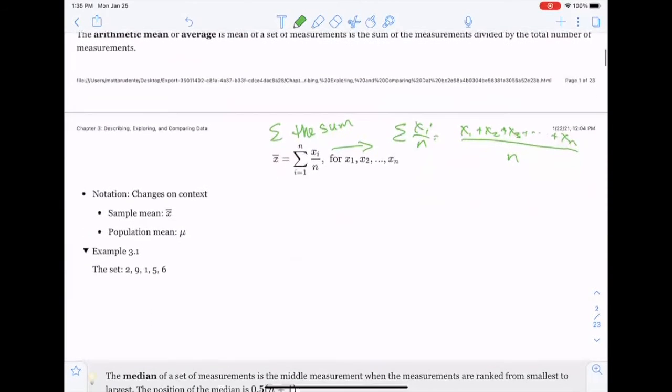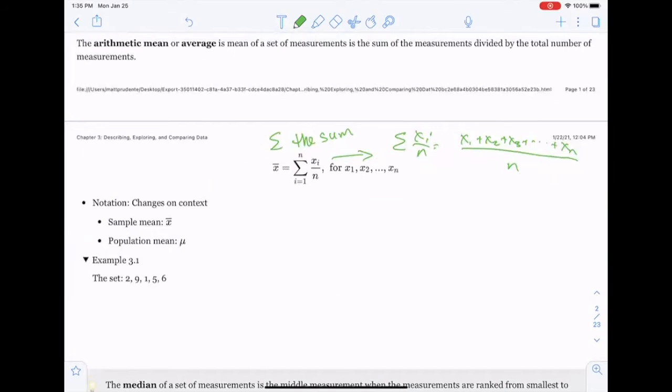So a quick example, we can find the mean of the set of data here: 2, 9, 1, 5, 6. We would say the sample mean is going to be the sum of my xi's divided by n. So that's 2 plus 9 plus 1 plus 5 plus 6, and I'm going to divide that by the total number of data points. There are 5 data points. So that sum is going to be 23, still dividing by 5. And I get 4.6 for my mean.